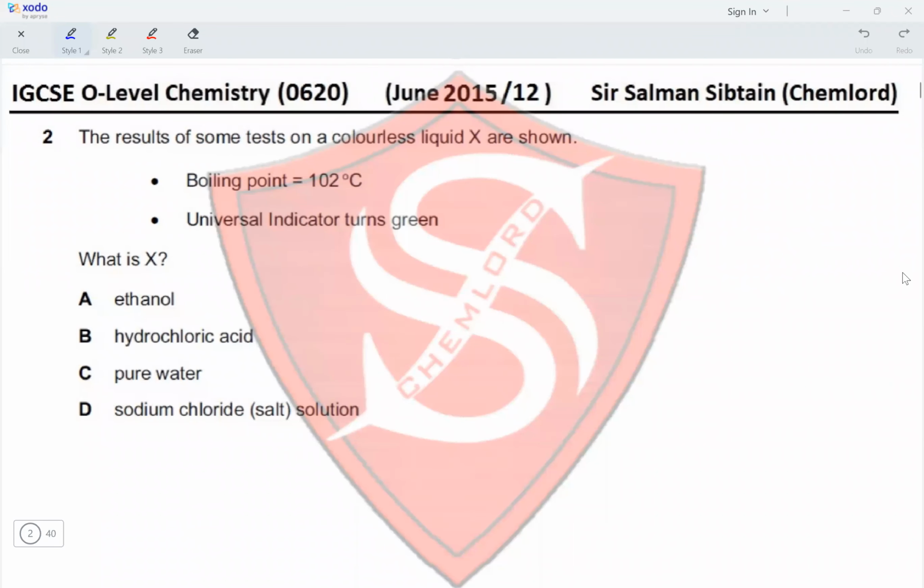Question 2. The results of some tests on a colorless liquid X are shown. The boiling point is 102 degrees Celsius, slightly above the boiling point of pure water, and universal indicator turns green, which means it is neutral. So what is X? X is ethanol. Ethanol is neutral, but its boiling point is less than that of pure water. So this is not ethanol.